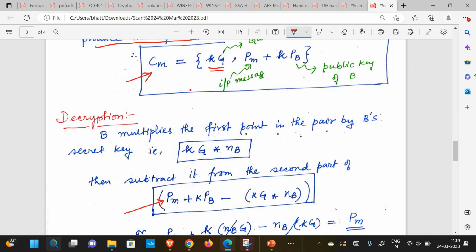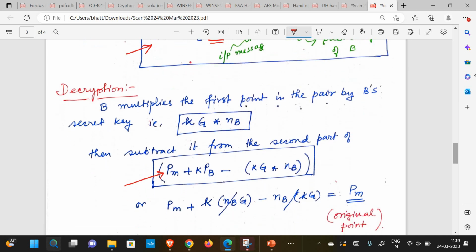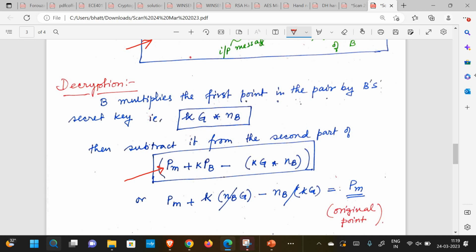So please make a note of this. This is a little difficult in a way. One part is PM plus kPB. B multiplies the first point in the pair by B's secret key. So kG is multiplied by nB, and this whole thing is subtracted from the first part. That will give you the PM. In fact, from PM we can find out the plain text back. I'll show you with the numerical also how we are going to do it.